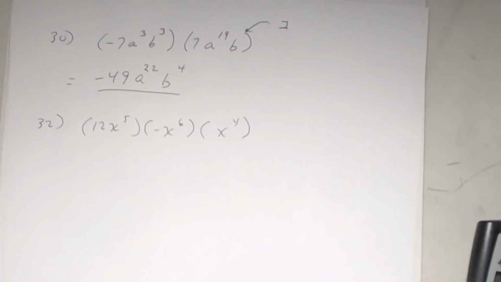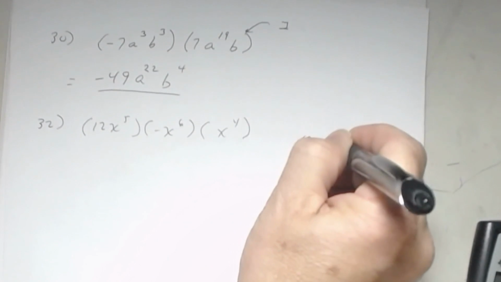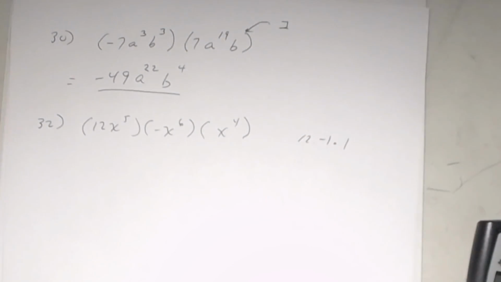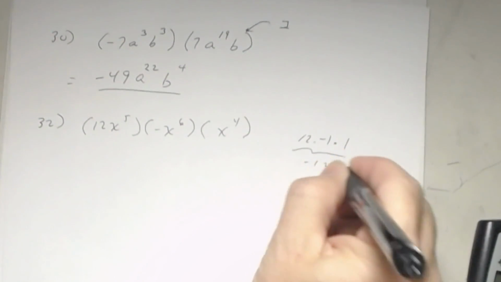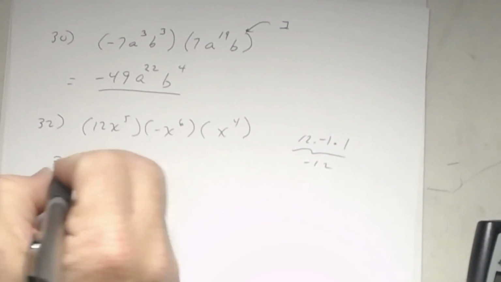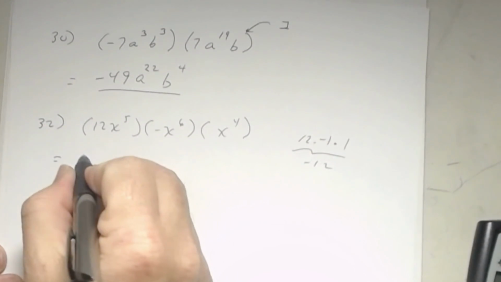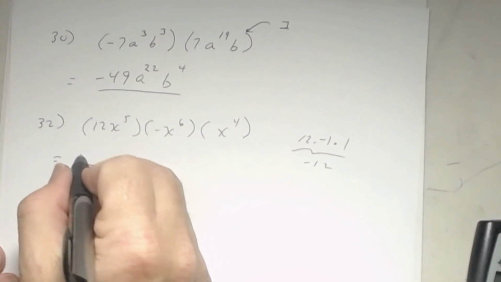Let's talk about the coefficients first. In the first parentheses, what's the coefficient? 12. The second parentheses, what's the coefficient? Negative 1. The third parentheses, what's the coefficient? 1. So it's 12 times a negative 1 times a positive 1. Not 12. Negative 12. So in the blank for the answer, you're going to have a negative 12.